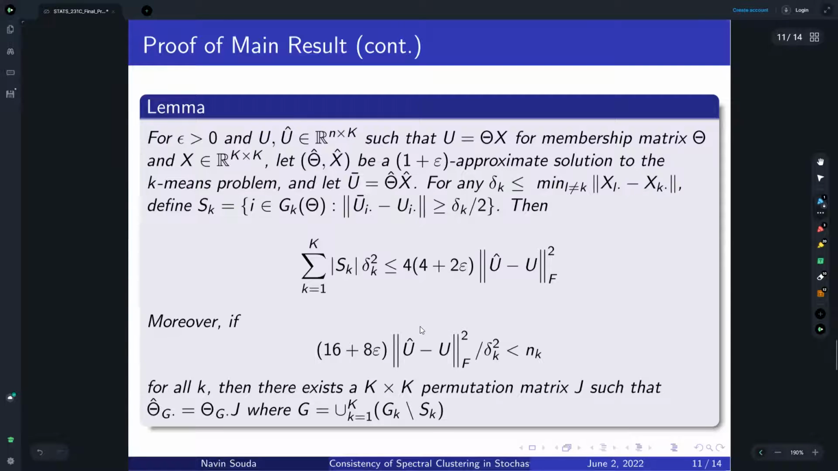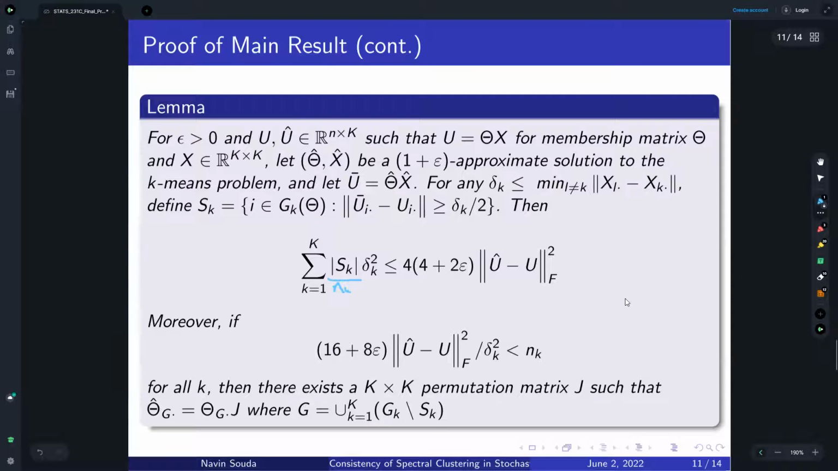So basically what this theorem is telling us, there's a lot of stuff here, but it's saying we can bound the overall number of errors by the Frobenius norm of the difference between U hat and U, and if we choose our delta k cleverly, we can get that to turn into something like S_k over n_k.